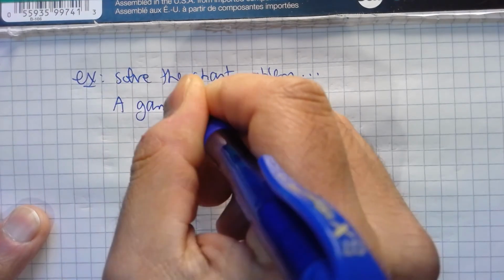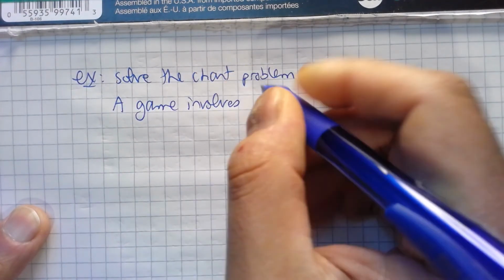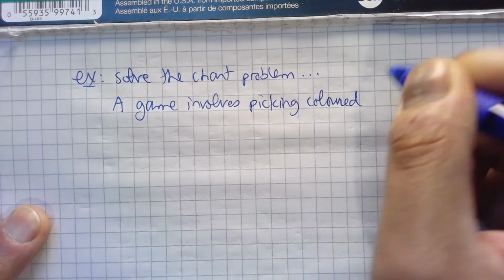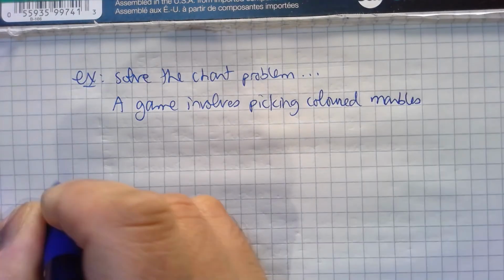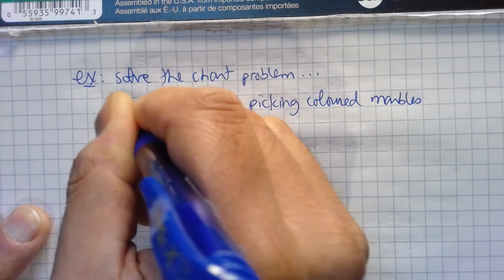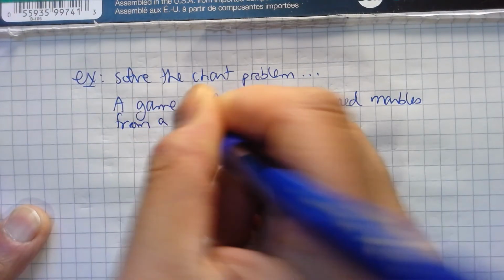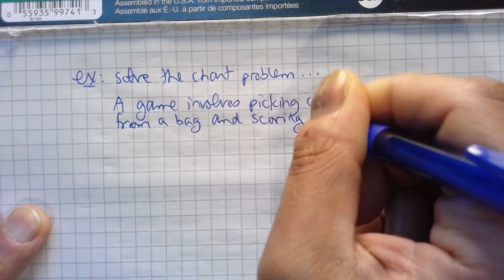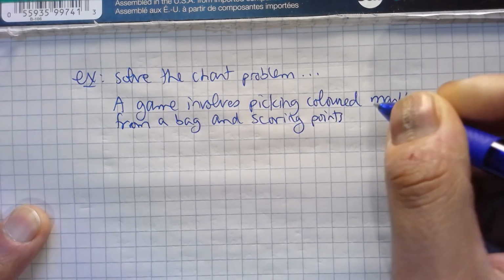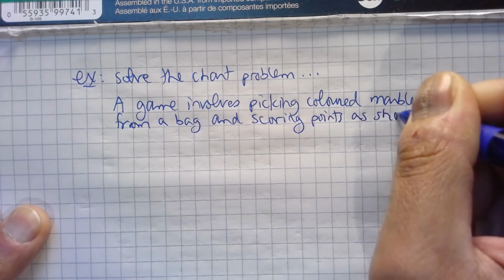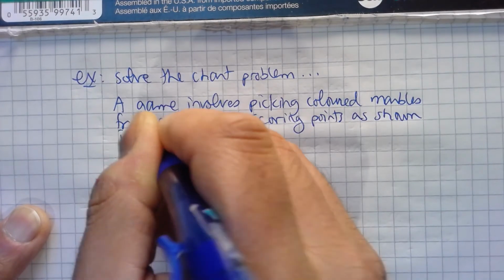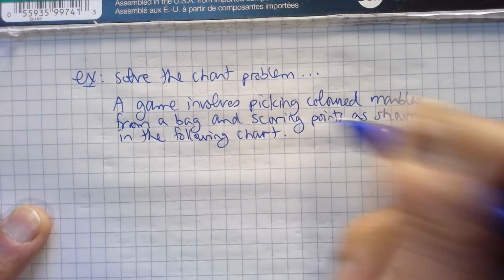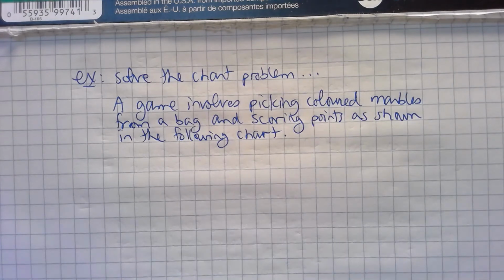A game involves picking colored marbles from a bag and scoring points as shown in the following chart. Okay, so I'm going to draw a little chart here.